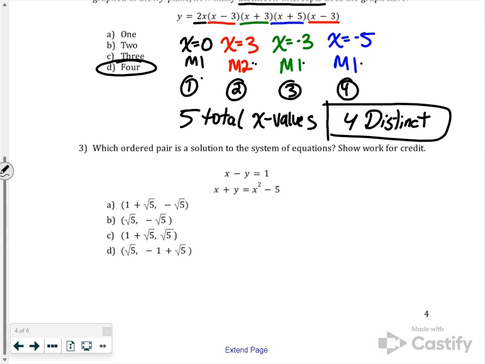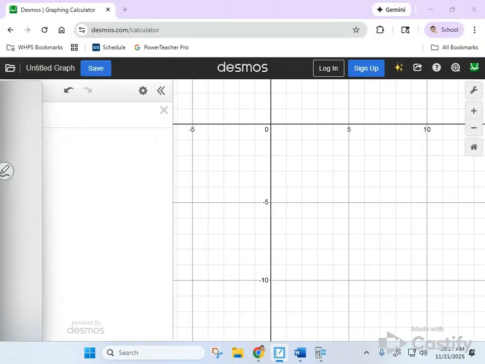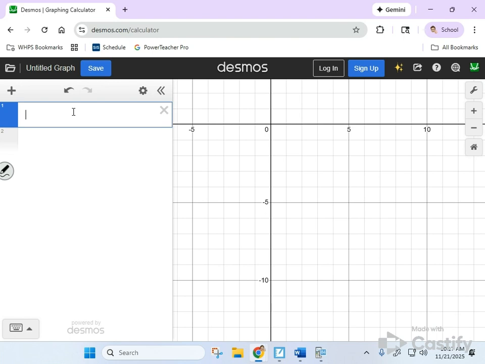Now, with this number 3, you are allowed to use Desmos. So I want to show you how you should use Desmos to solve this. I just turned my microphone around, and if the sound is a little bit different, sorry about that. But we are going to go over to Desmos, and we're going to plug these two functions in.